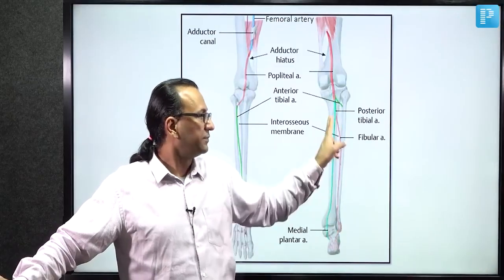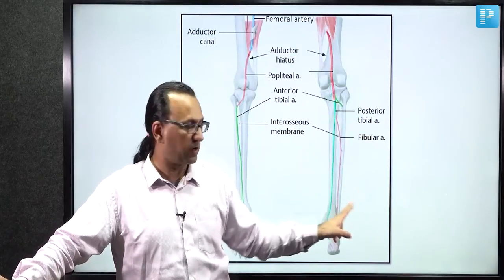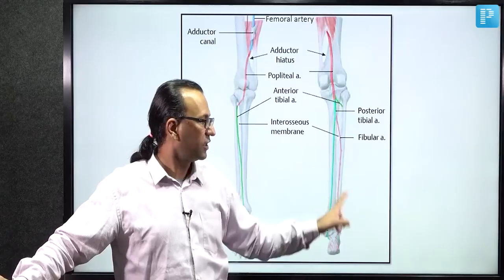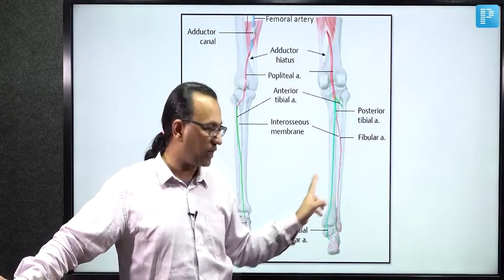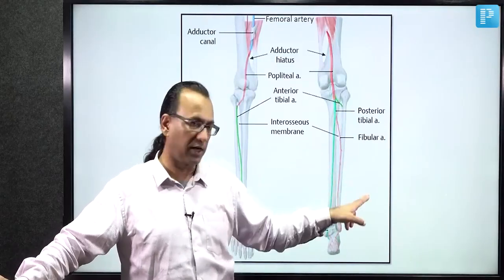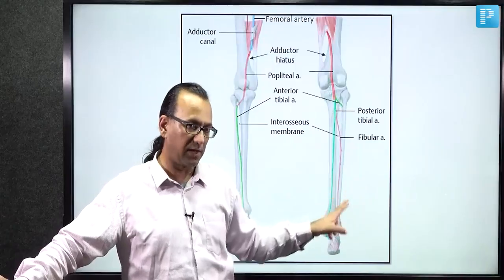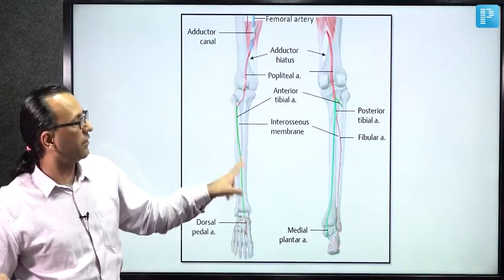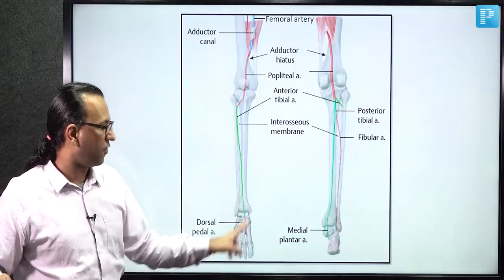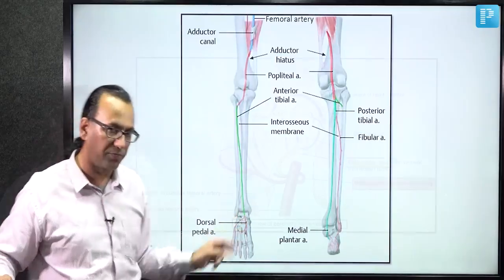Peroneal artery is going to supply the lateral leg compartment muscles, but remember the artery is remaining in the posterior leg compartment only, meaning it is not going to the lateral leg compartment, though it supplies the muscles of the lateral leg compartment. And the anterior tibial artery comes anterior to the tibia, and then it forms the dorsalis pedis artery on the dorsum of the foot.